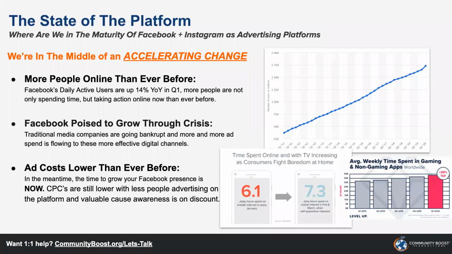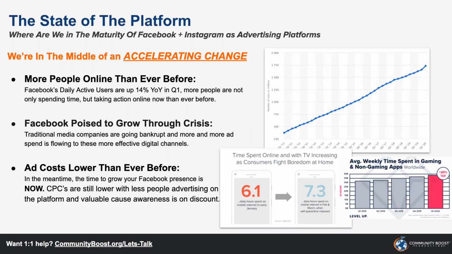So just jumping into a little bit about the state of the platform, what we're seeing is that we're in the middle of an accelerating change. This COVID-19 crisis isn't exactly an agent of change, it's an accelerant of change. So what that means is that there are already pre-existing trends, and a lot of them COVID has just thrown gas on the fire and skyrocketed. One of those is people spending more time online. You can see the average time spent online daily went from 6.1 hours to 7.3 hours in only the first month of quarantine.